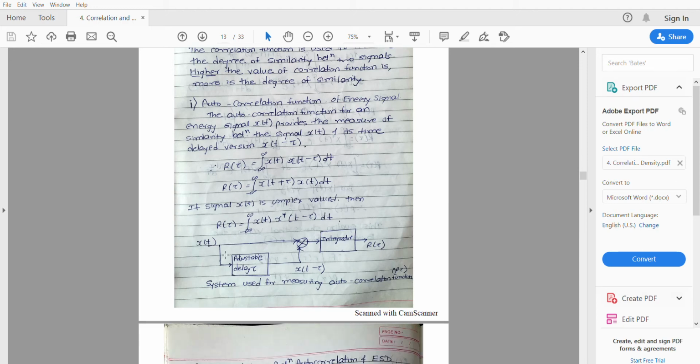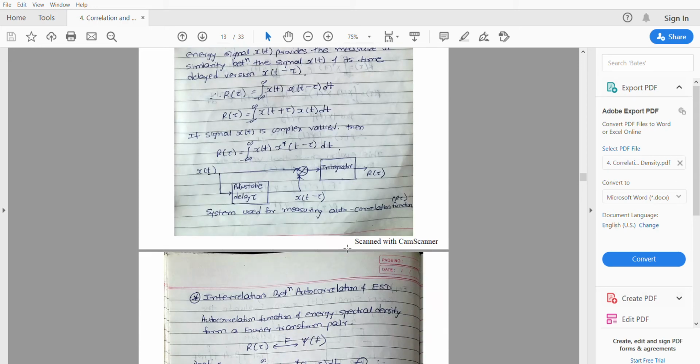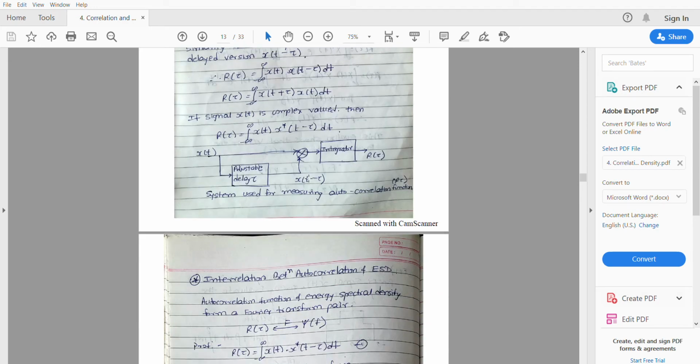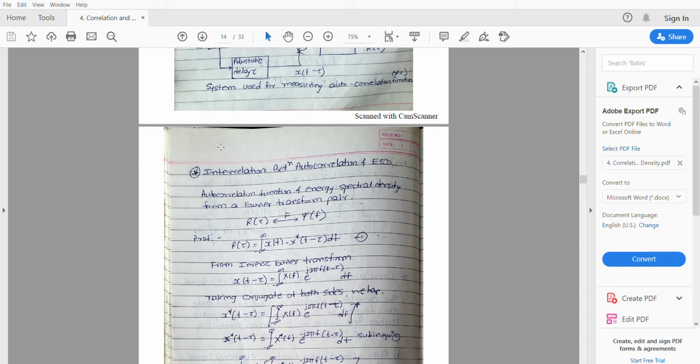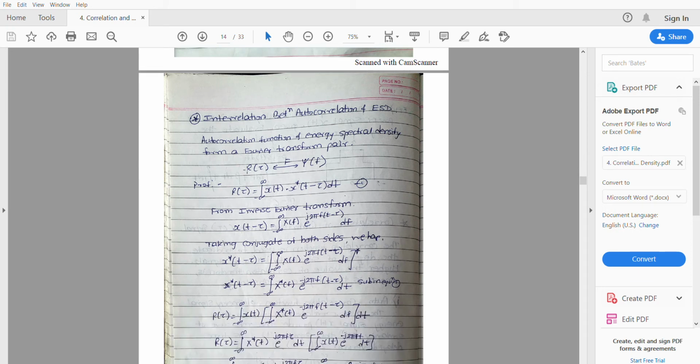In the block diagram it is shown the same. So x of t is the original signal, and we provide its delayed signal. The integral gives us the autocorrelation of the signal. We get the autocorrelation maximum when the delay tau is equal to 0. At that time we get the maximum autocorrelation, that is, the signal itself is similar and the autocorrelation function is the maximum.